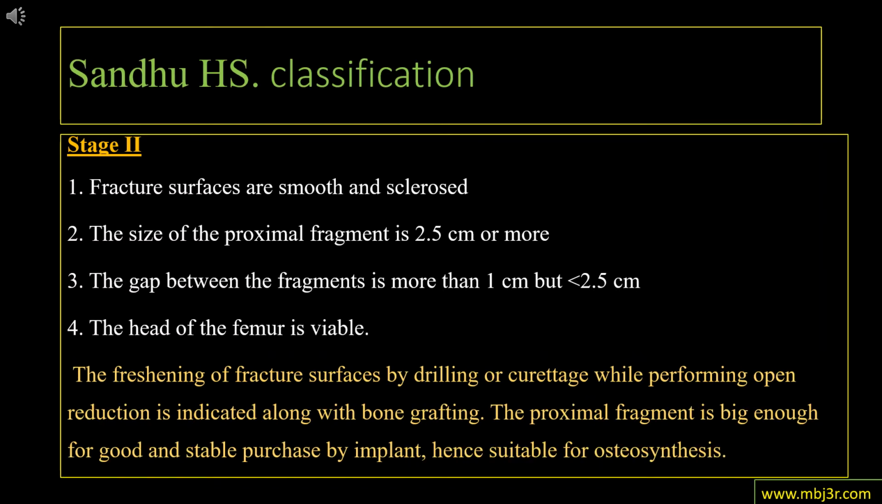Stage 2. The fracture surfaces are smooth and spherosed. The size of the proximal fragment is 2.5 cm or more. The gap between the fragments is more than 1 cm but less than 2.5 cm. The head of the femur is viable. The freshening of the fracture surfaces by drilling or curettage while performing open reduction is indicated along with bone grafting in stage 2. The proximal fragment is big enough for good hold and stable purchase by implant, hence suitable for osteosynthesis.